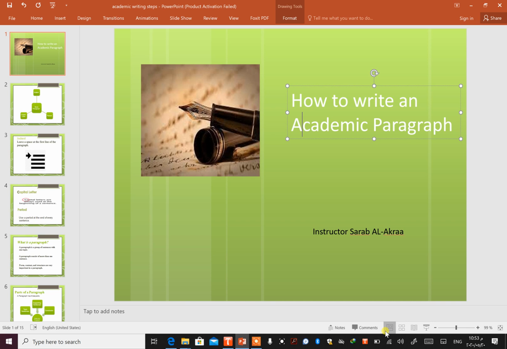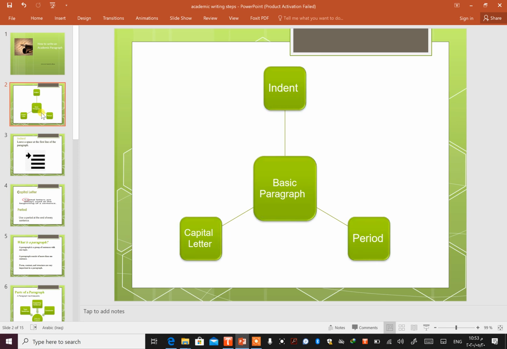Okay, so as I mentioned, today we will talk about how to write an academic paragraph. First of all, you have to put in your mind that when you write, you have to follow the frame of a paragraph. Of course, you have to leave an indent, a space, at the beginning of the paragraph, and then start with a capital letter. Each time you start a sentence, you have to start with a capital letter.